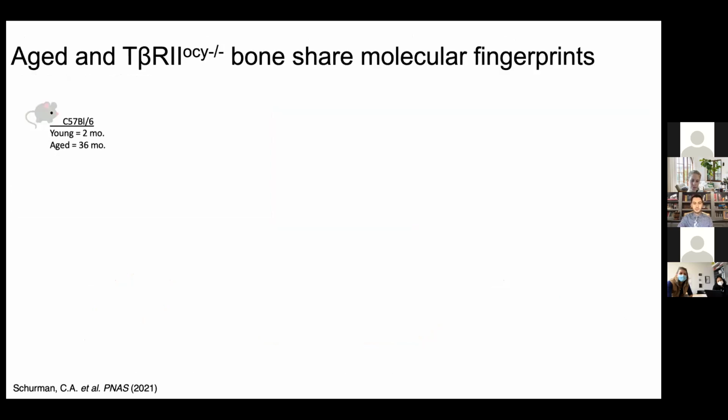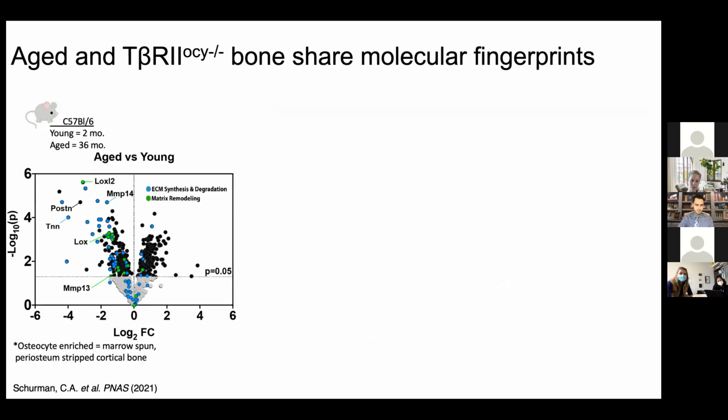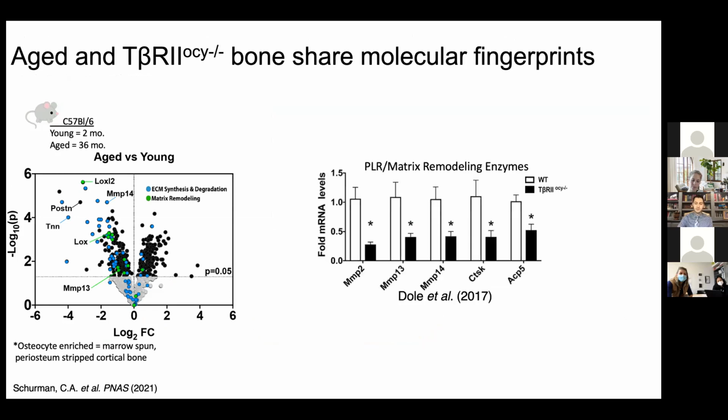One of the first things we did when we started looking at this was to look at the gene expression of aged mice, using an mRNA transcript array from osteocyte-enriched cortical bone, which is marrow-spun, periosteum-stripped cortical bone. We were able to see losses to both ECM synthesis and degradation pathways, as well as matrix remodeling enzymes, including MMP13. Now, this is very similar to the gene expression we saw from our TGF-beta R2 mice previously, where we saw losses to the PLR suite of matrix remodeling enzymes.